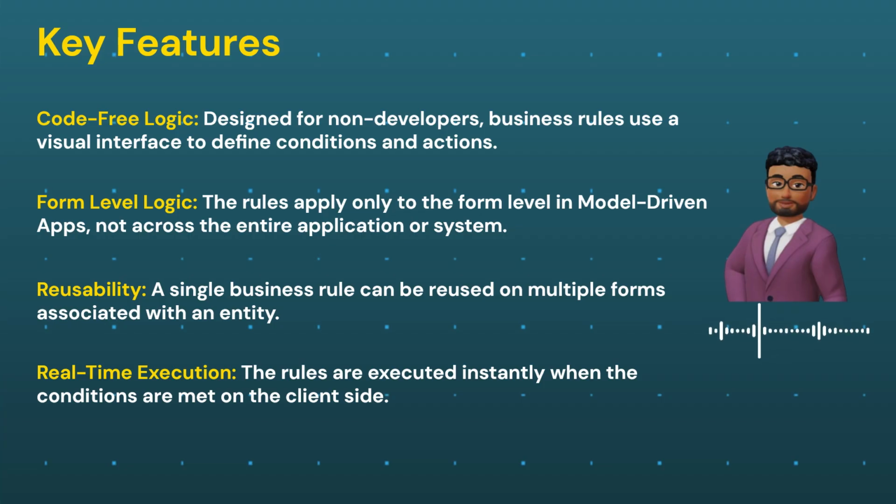Just to give you an example, if you want to set a priority to high if the account type is VIP, or you have an email column which you need to set as mandatory if the contact method is selected as email. Also, consider showing a shipping address when delivery required is checked. So these are a few examples of business rules in real life scenarios.